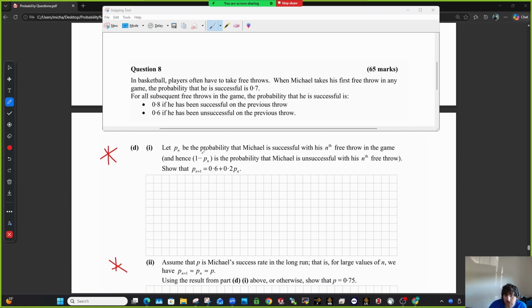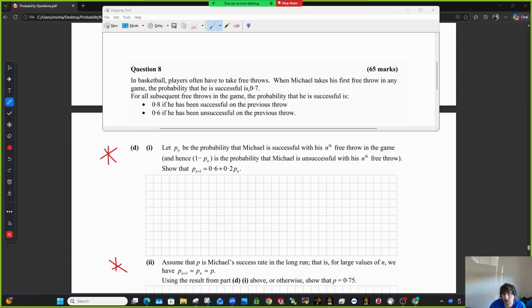So let's see what's going on here. Let P of n be the probability that Michael is successful on his nth free throw in the game, right? And then obviously 1 minus Pn is unsuccessful, a miss on the nth free throw. When we're talking about the nth free throw, say he's taken like 100 shots, we're way into the game. Or n could be very small as well. They don't make that statement yet. It's down here when they say the long run, so for large values of n. They don't really make that statement up here in D part 1.